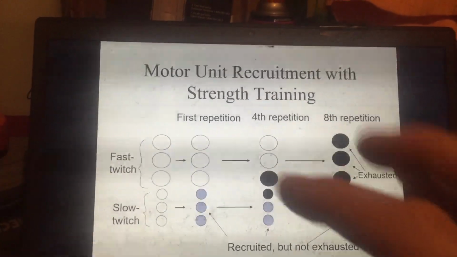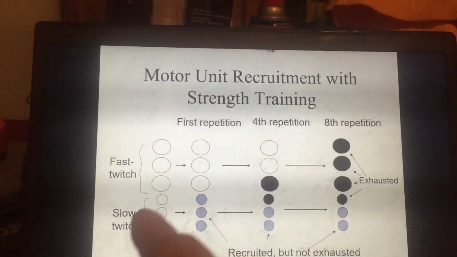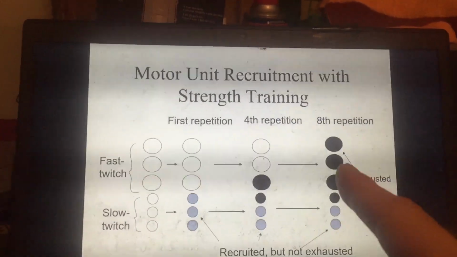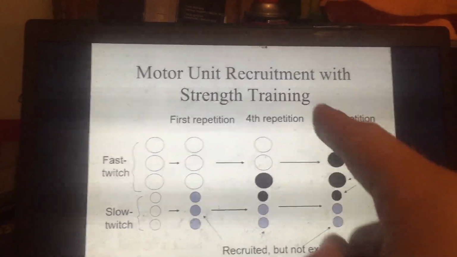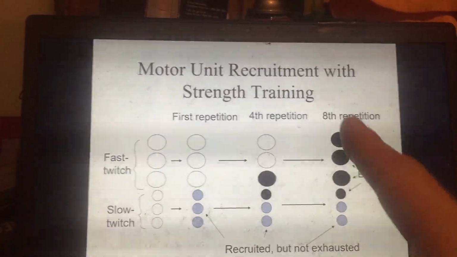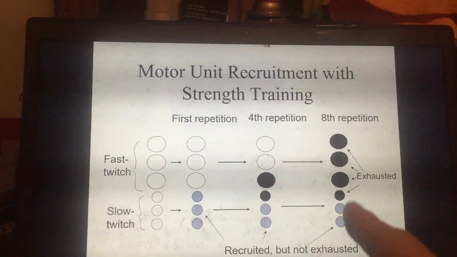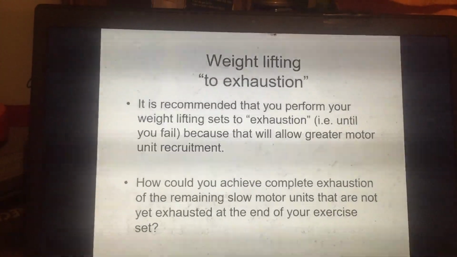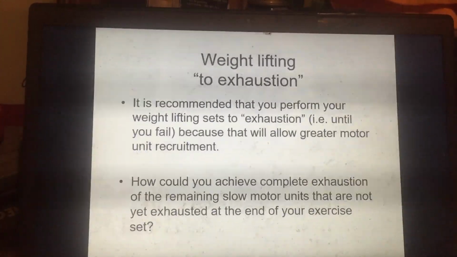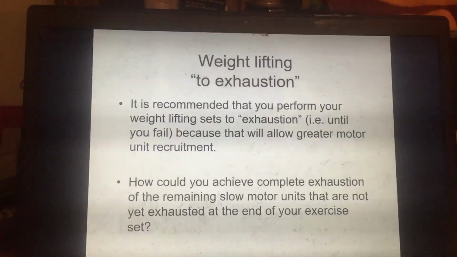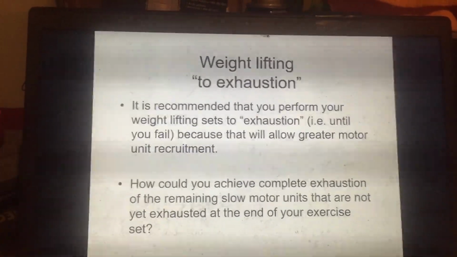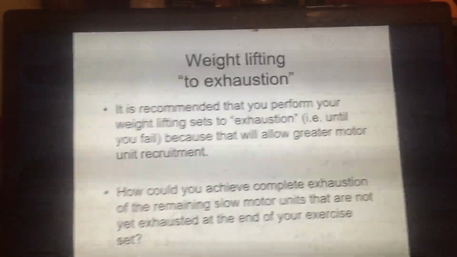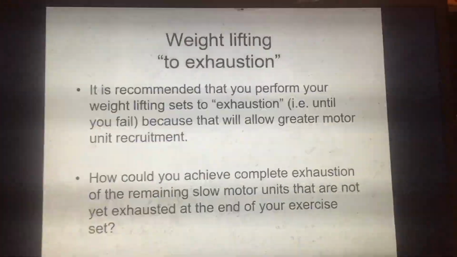So what you have here is your fast twitch or your big motor units. You can see that they're recruited after the slow twitch, but they will fatigue first. So by the end of your 8 repetitions, your fast twitch are mostly fatigued, whereas most of your slow twitch have not yet been fatigued. So, it is recommended that you perform your weightlifting sets to exhaustion, and that will allow greater motor unit recruitment. And the question here is how can you achieve complete exhaustion of the remaining slow motor units that are not yet exhausted at the end of your set?